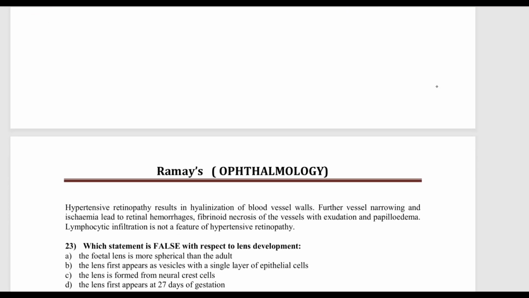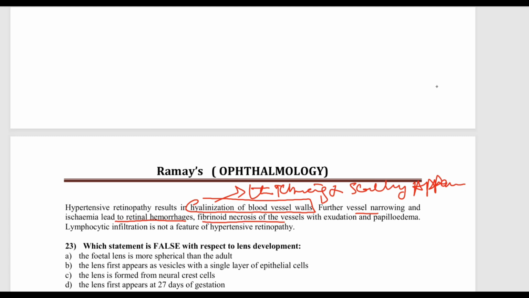Hypertensive retinopathy results in hyalinization of the blood vessel wall. Hyalinization means thickening, with a scaly appearance and transparent. Further vessel narrowing and ischemia lead to retinal hemorrhages, fibrinoid necrosis of the vessels with exudation, and papilledema. Lymphocytic infiltration is not a feature of hypertensive retinopathy.